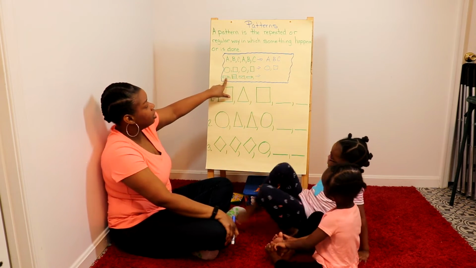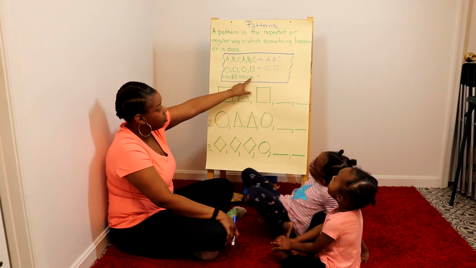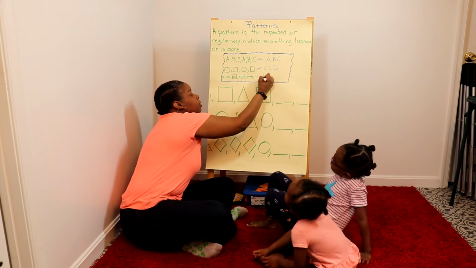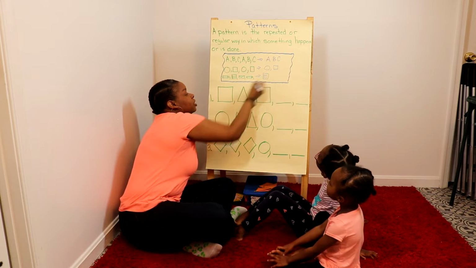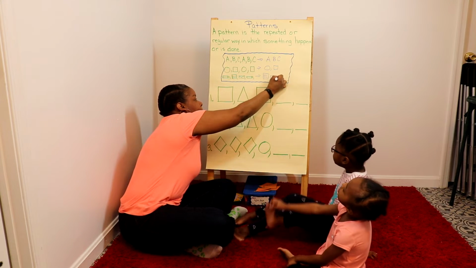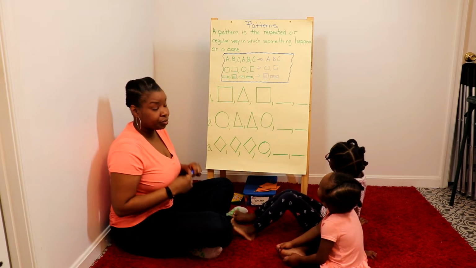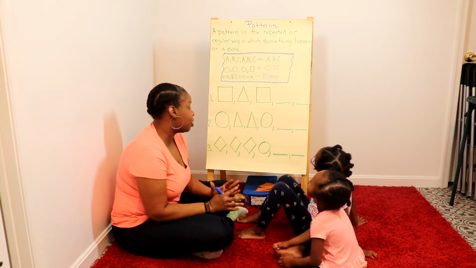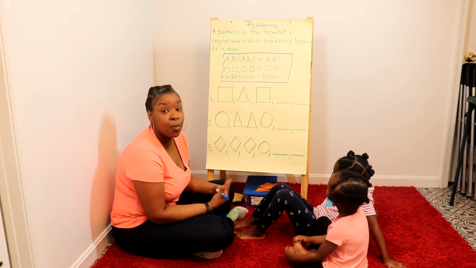All right, Jessica, we have a pattern for you. We have a pencil, paper, envelope. Pencil, paper. What comes next? Envelope. Pencil. Okay, now. For our patterns, remember, there are different types of patterns, but today we're working on repeating patterns, where they repeat in some way.